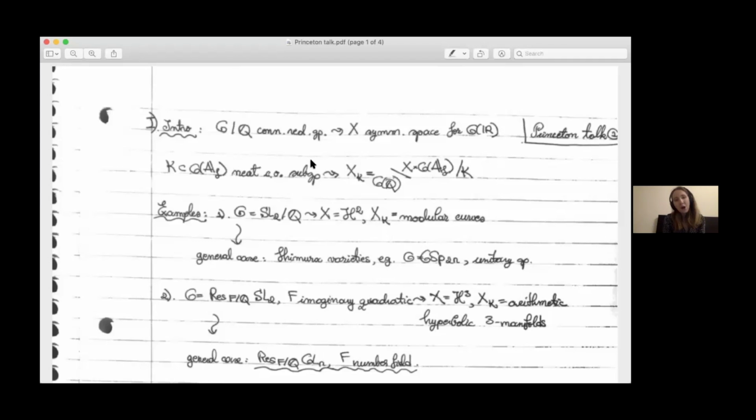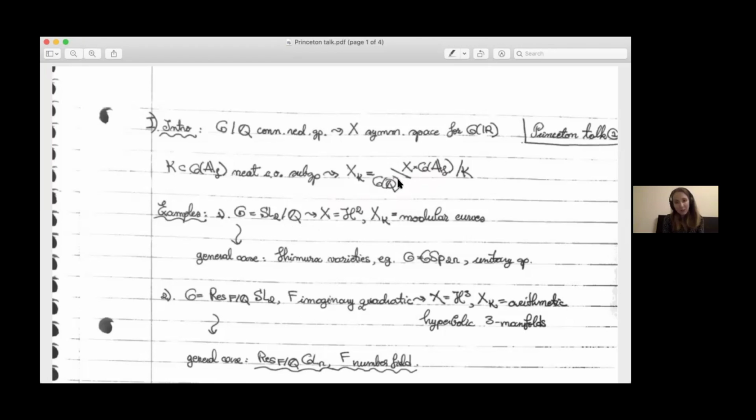And then also taking a sufficiently small, or to be precise, neat, compact open subgroup K in the finite adelic points of the group, I can form a double quotient, which is a locally symmetric space for my group. This is X_K, it's the double quotient of X cross G of A_F. On one side, you quotient out by this compact open subgroup, and on the other side, you quotient out by the diagonal action of G of Q, where G of Q acts on X in the natural way, and then also on G of A_F.